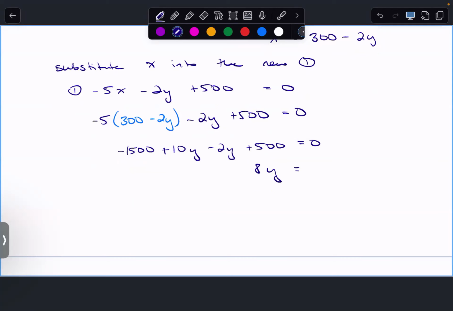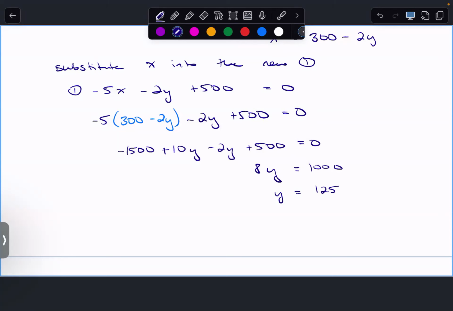Doing some maneuvers: 1500 minus 500, or negative 1500 plus 500, but moving it over to the right-hand side. Either way, you're left with 1000 on the right-hand side. So then y must be 125. Which means you're going to make 125 vests, right?